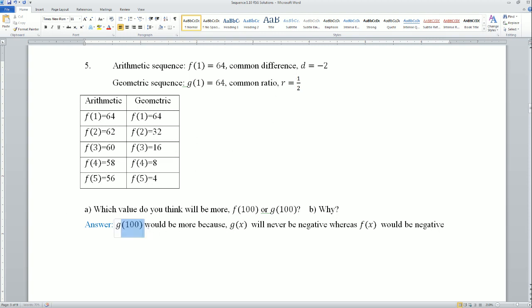Here I would say that g of 100 is also going to be bigger, because remember, g of x will never be negative. It will break down into a fraction form, but the arithmetic will be a negative. So g of x is bigger because it would never be a negative. It goes to like 2, 1, then 1/2, then 1.25, and so on.